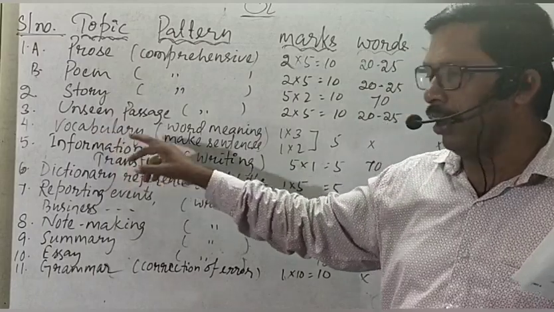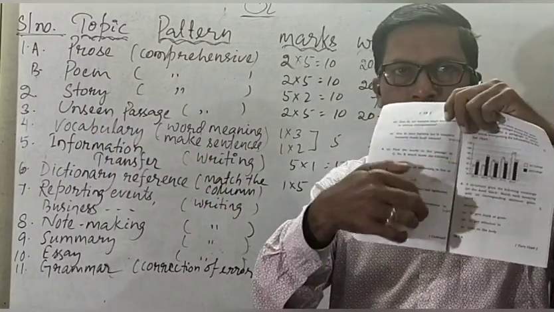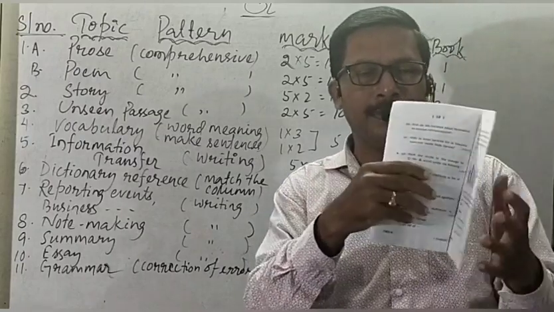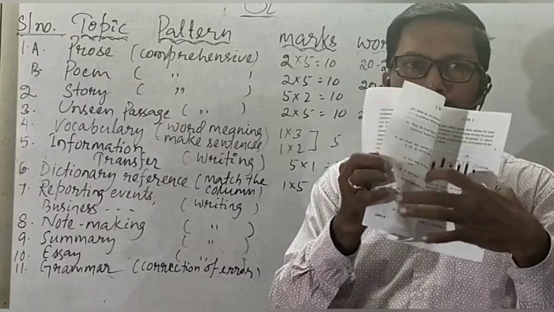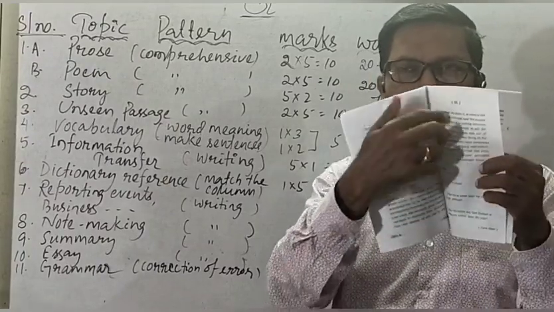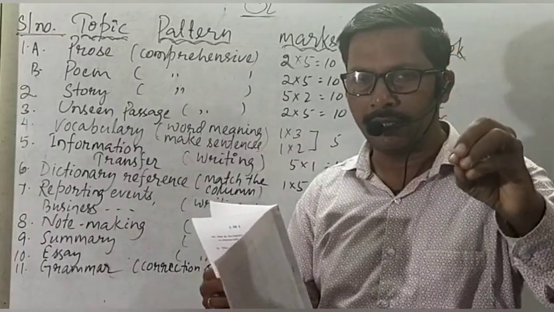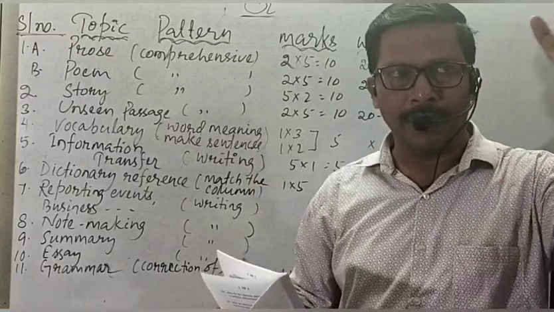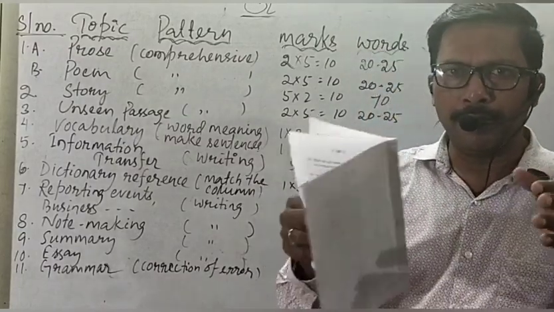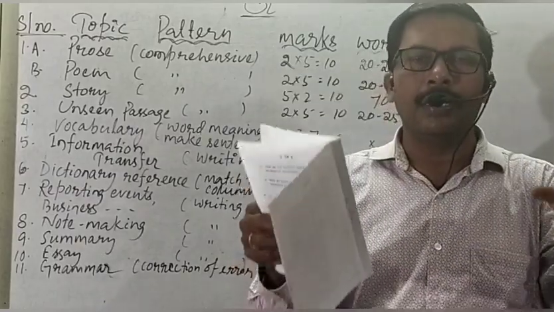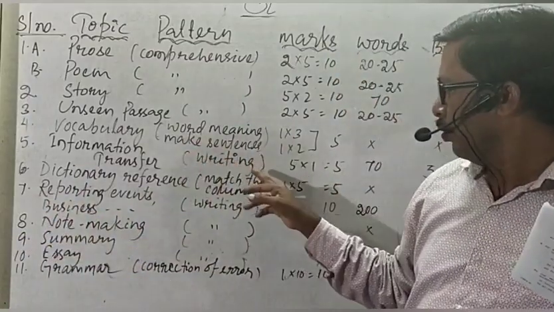Number 4 is vocabulary. Vocabulary like this: 3 meanings of 3 words from the passage in question number 3 are given. We have to find the words. Meanings of the words will be on the question paper. We have to find the words from the passage. So read and understand.